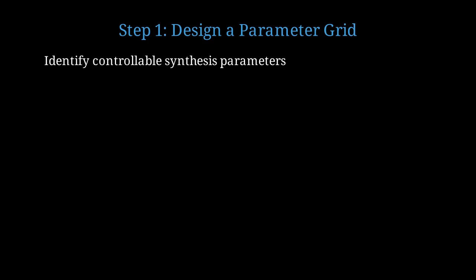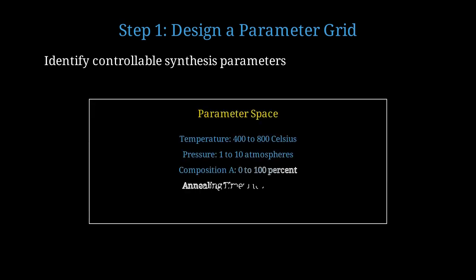Step 1 is designing a parameter grid. This is the foundation of your entire experiment. First, you identify all the controllable synthesis parameters. These might include temperature, pressure, composition ratios, annealing time, and precursor concentrations. Here's an example parameter space for a typical materials synthesis. We have temperature ranging from 400 to 800 degrees Celsius, pressure from 1 to 10 atmospheres, composition ratios, annealing time, and precursor pH.